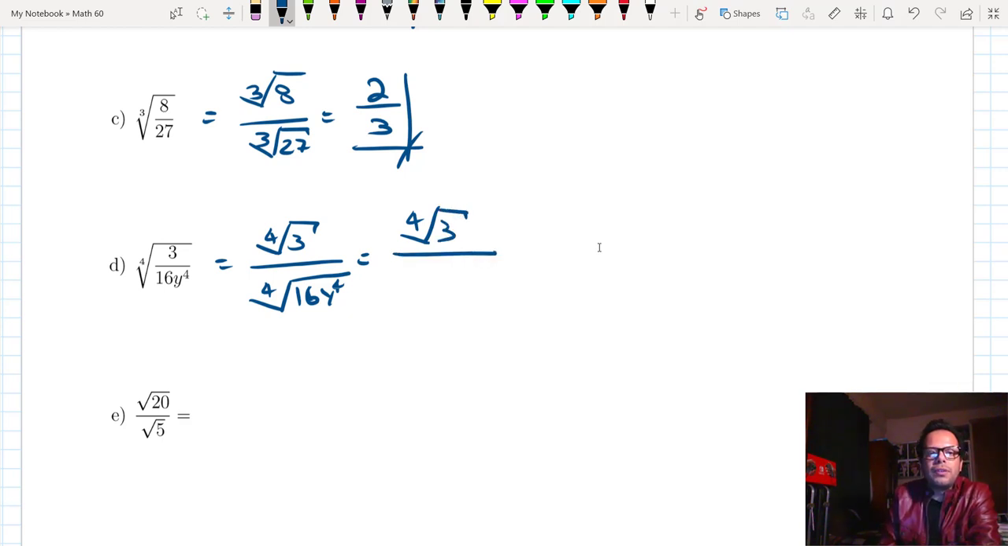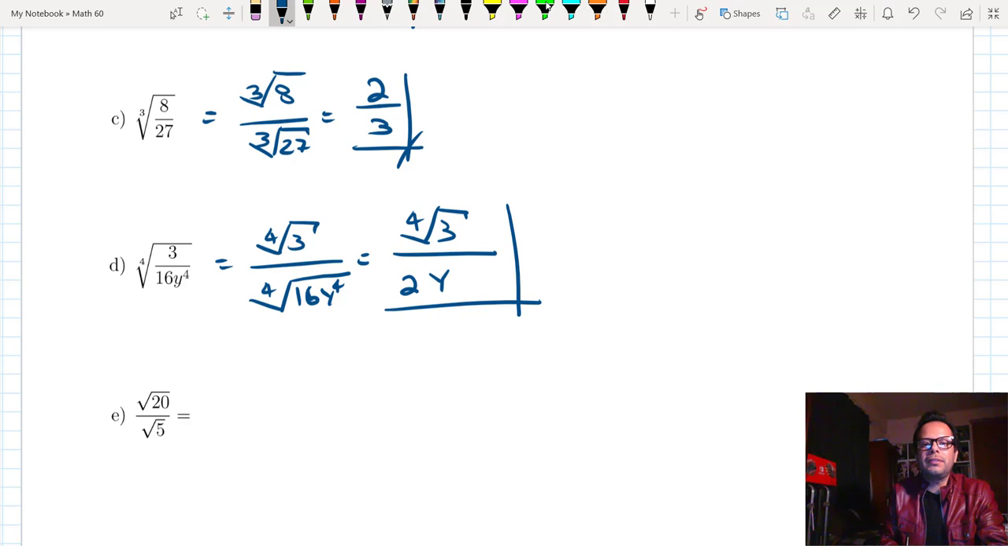And for the 4th root of 16y to the 4th, 16 happens to be a perfect 4th power, that is 2, and the power of y, which is 4, is divisible by its index evenly, so that's just going to leave us with y. All right.